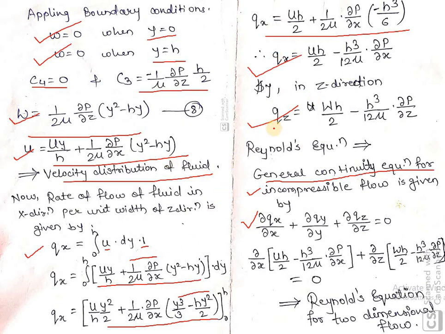Now we are having qx, we are having qz, we are not having qy. Why have we not found it? Because this term is 0 actually. How does it come to be 0? Flow of fluid is not along the y direction. It is simply along the x direction, and we are considering it along the z direction.